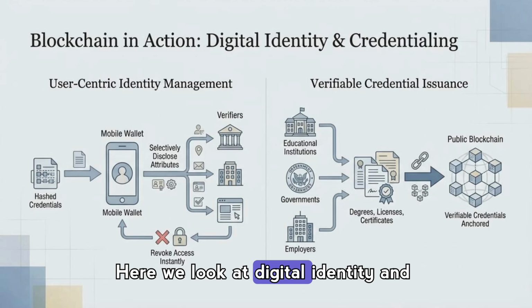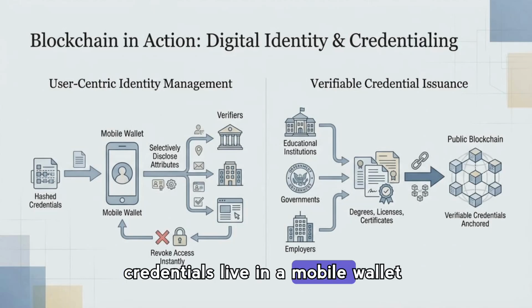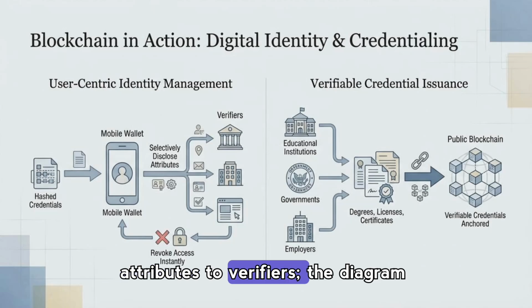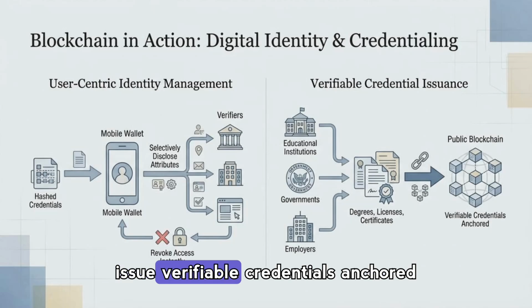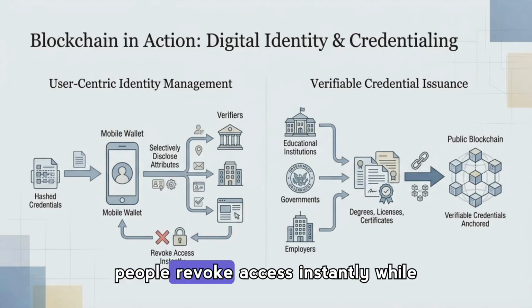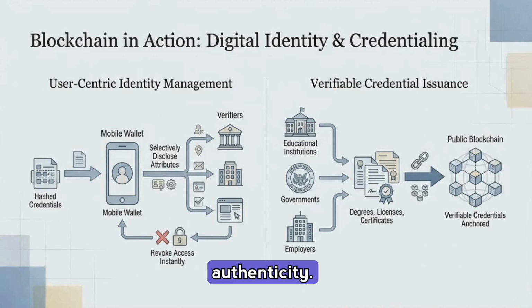Here we look at digital identity and credentialing, where hashed credentials live in a mobile wallet and users selectively disclose attributes to verifiers. The diagram shows how educational institutions, governments, and employers can issue verifiable credentials anchored on a public blockchain, letting people revoke access instantly while protecting privacy and proving authenticity.